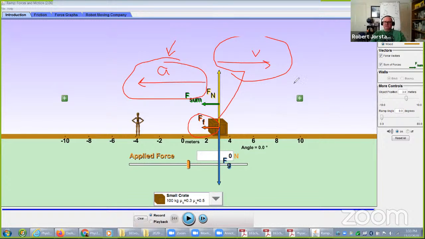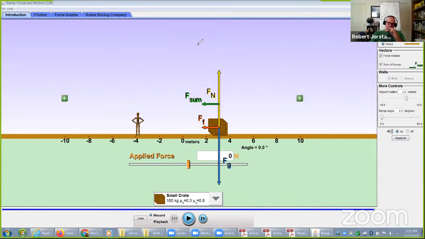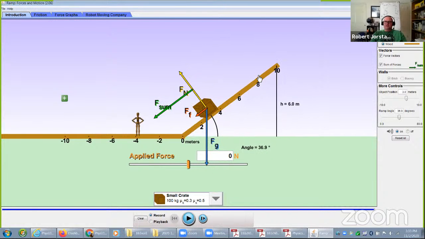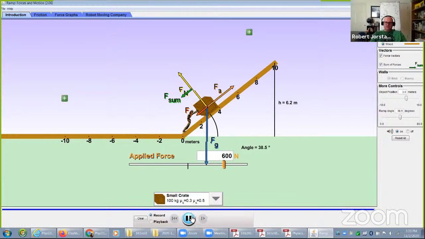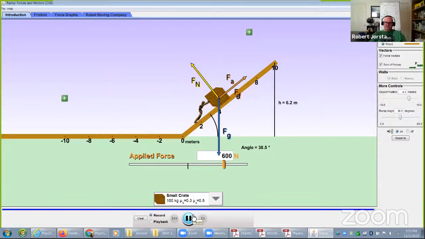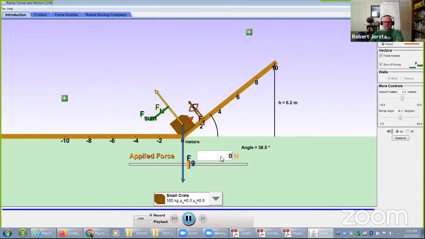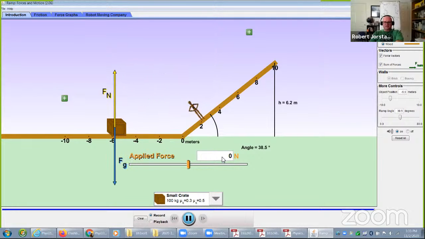All right. Now imagine, okay, so I'm going to pause. Any questions on that? Now, look at this one now. Let's say I do 600 newtons here, and let me actually look at this one. This is crazy. Let's do 0. Friction can be up the plane, down the plane.